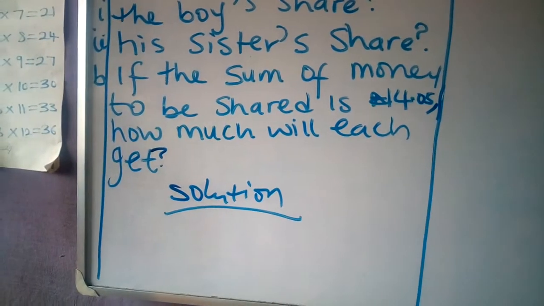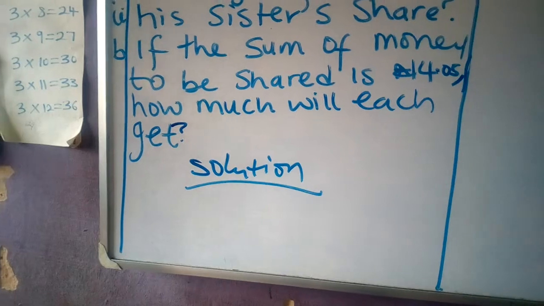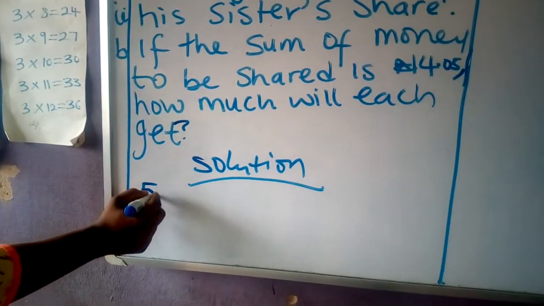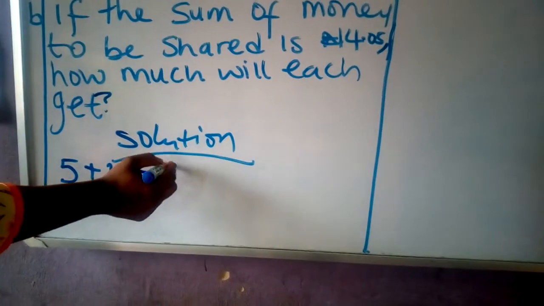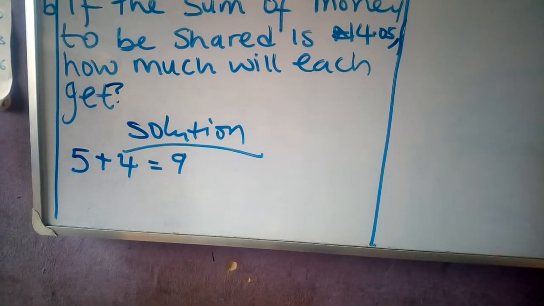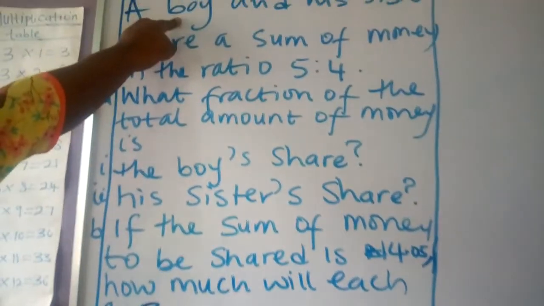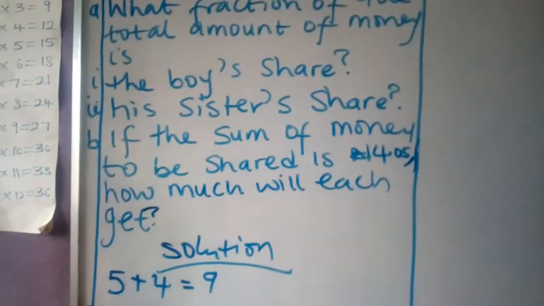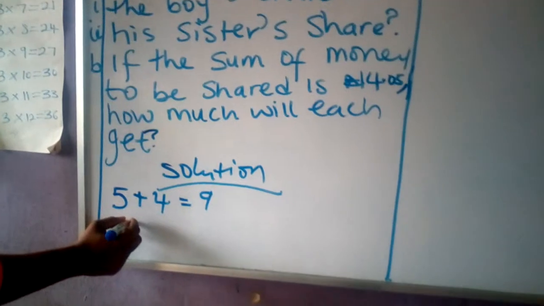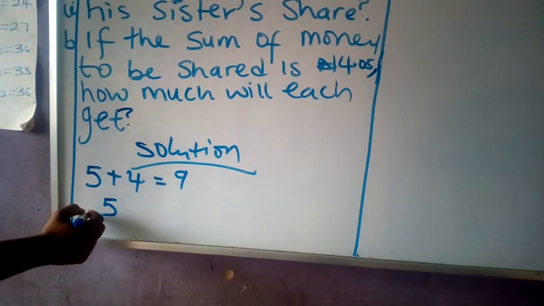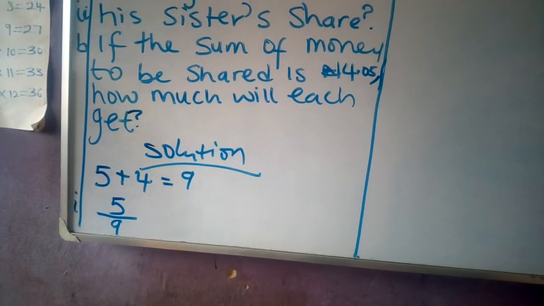Now for the first part, they said the boy's share, isn't it? Now we have 5:4. We'll say 5 plus 4, and 5 plus 4 is equal to 9. Now to look for the boy's share, we know that the first one is the boy, because boy is coming first. So the fraction of the boy's share is 5/9. Is that understood? Very good.